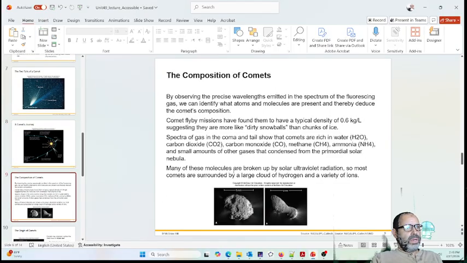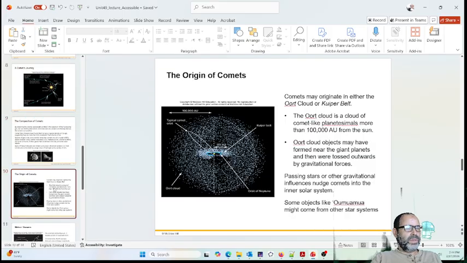Because of the solar radiation, we have a chance to do spectroscopy and analyze the composition of the comet. It's mainly made out of water because its density is very low, less than 1 kilogram per liter. It's more of a dirty snowball than anything else, an icy object, okay? It's made out of water, H2O, carbon dioxide, carbon monoxide, methane, ammonia, and some traces of other elements, okay? So that's basically the composition of the comet.